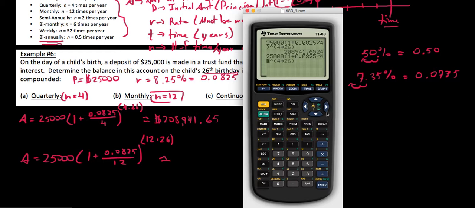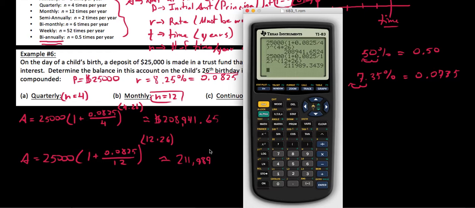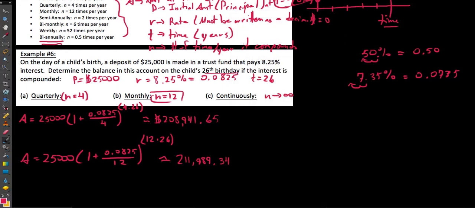I'm going to go back up here, and where my 4 is, I'm going to delete it, hit second delete, which inserts, and change my 4 to a 12. I'm also going to delete this 4, second insert, and put in a 12 there in its place. In this case, we get about $211,989 and 0.34-ish. What I want you to notice is that the more times your money compounds, the more money you're going to make.